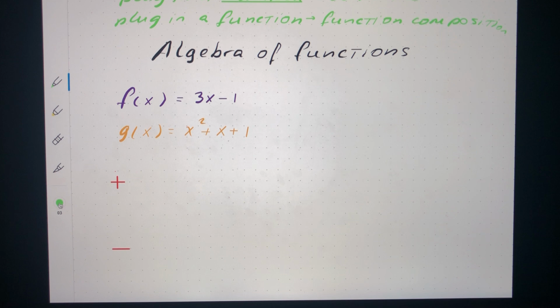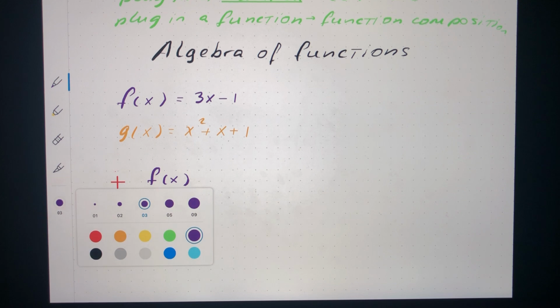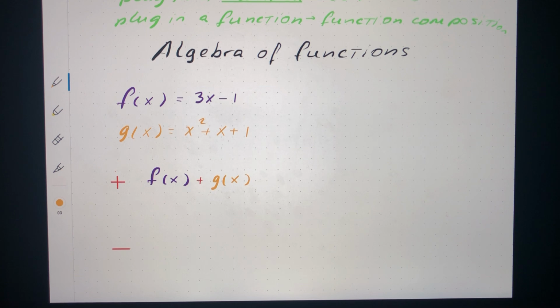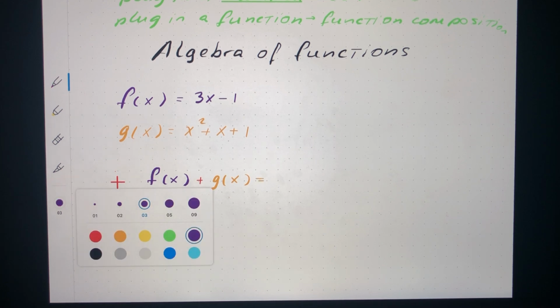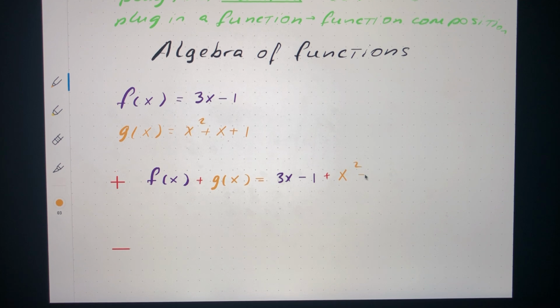If we are adding two functions, all we are doing, if we're adding f of x plus g of x, is writing f of x, which is 3x minus 1, plus the g of x, which is x squared plus x plus 1, and then we combine like terms. So x squared is by itself, 3x with x makes 4x, and plus 1 minus 1 cancels off, and so we get x squared plus 4x.